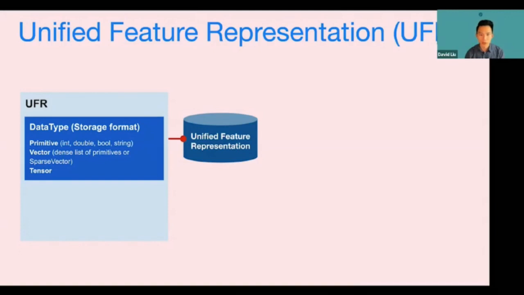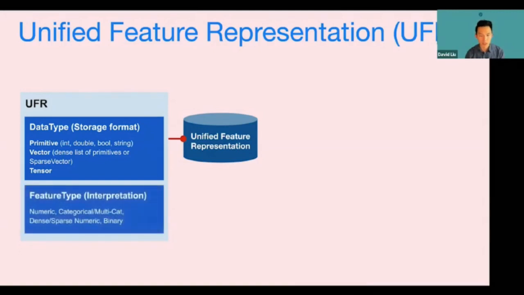The UFR would also indicate the feature's interpretation. For example, an integer could represent a numeric feature like the count of pins, or it could be a categorical value like a country ID.